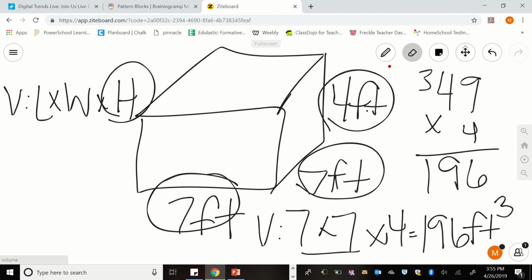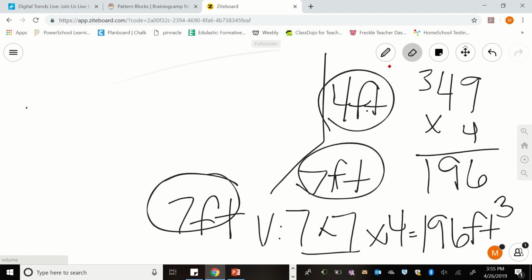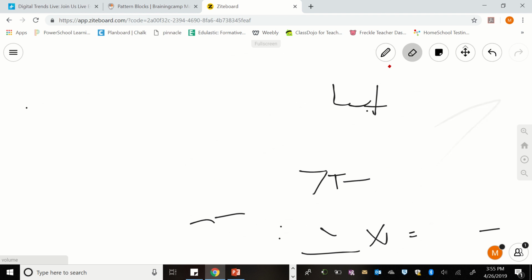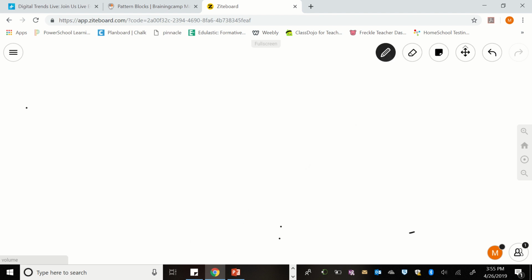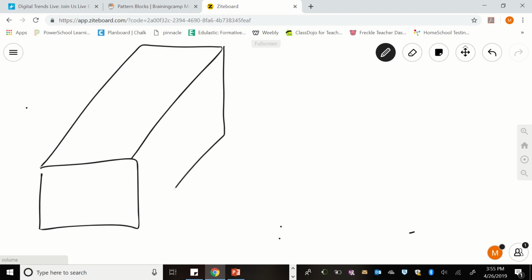Let's do one more just so you guys are experts. Let's say I have a rectangular prism. I'm getting so good at drawing those. With a length of 5 meters, a width of 8 meters, and a height of 3 meters.